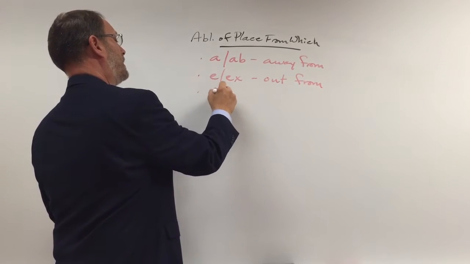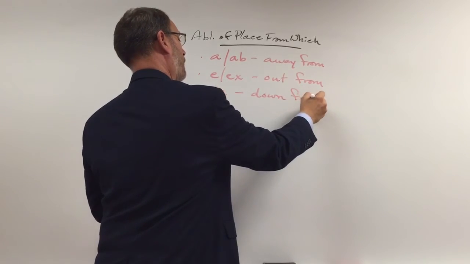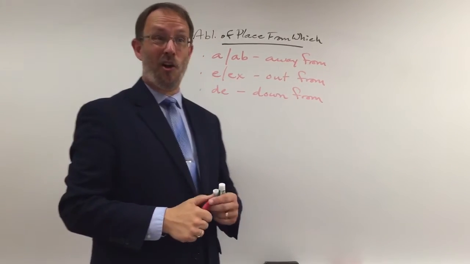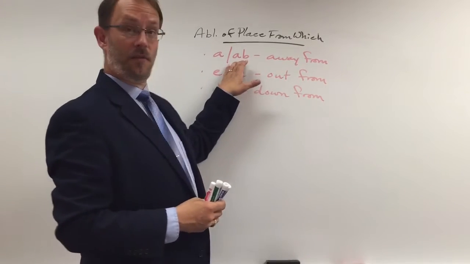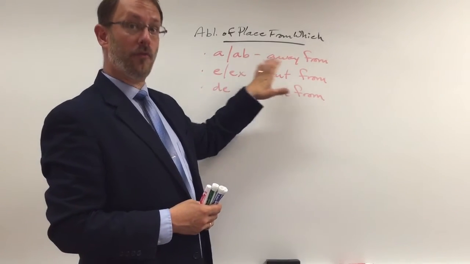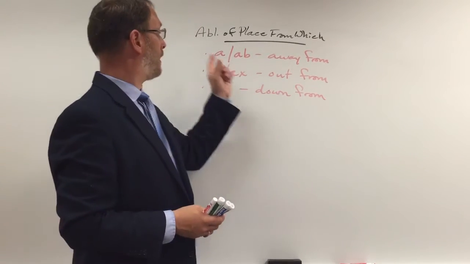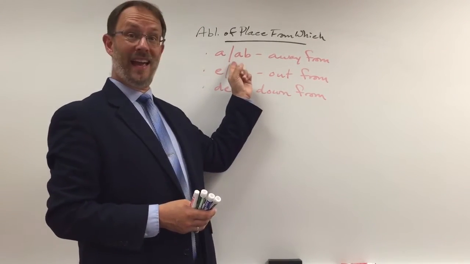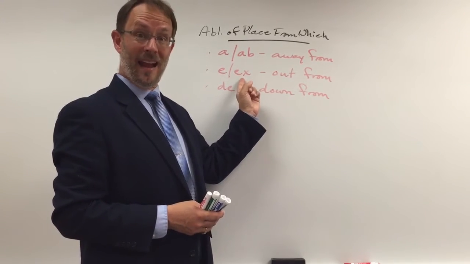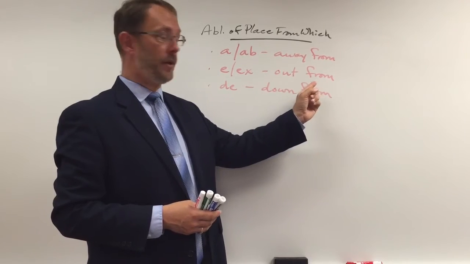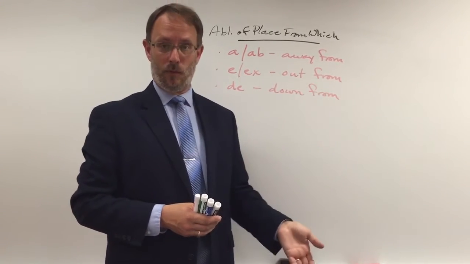And we can use de, which means down from. What you notice is that they all can basically be translated just from. But very specifically, ab is away from, ex is out from, and de is down from. And an easy way to remember that, ab, they both have an a, and away begins with an a. Ex, you want to think about exit, that's going out from something. And de begins with a d, and that is down from.